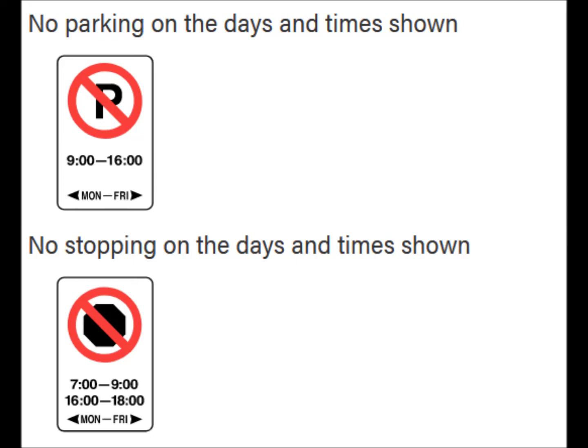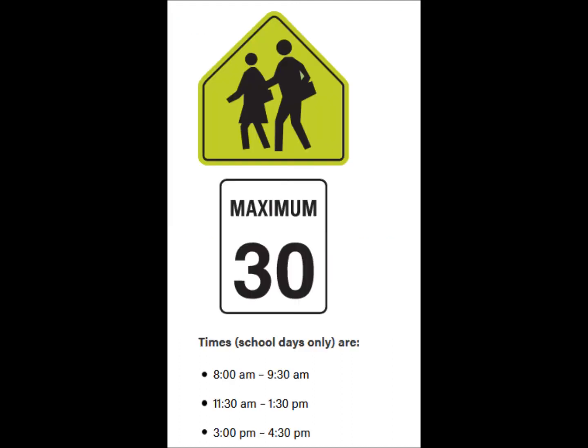School zones and areas. School zone. When you approach a school sign with a maximum speed posted with it, you are entering a school zone. You must not exceed the posted speed when the zone is in effect. Image description: a yellow-green sign in a pentagon shape with a pair of humanoid figures. Below it, a white rectangle with the words maximum, and below it, 30 in numerals.